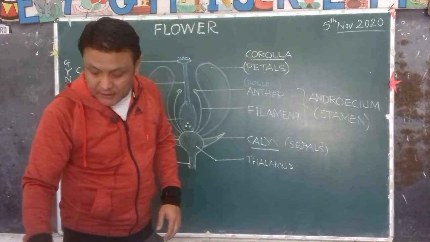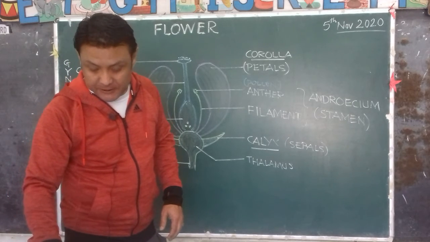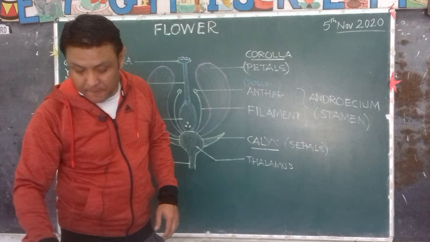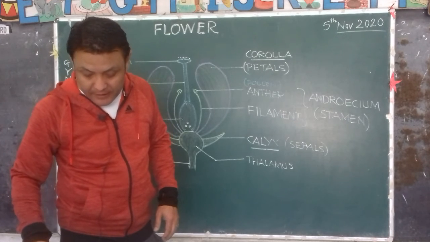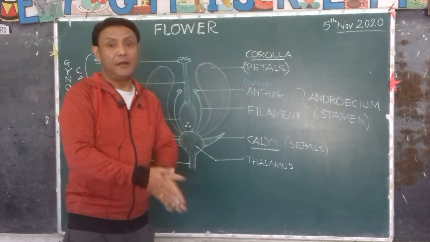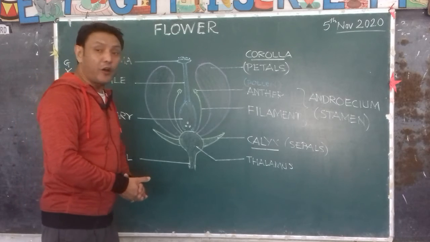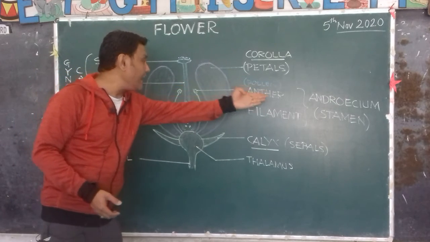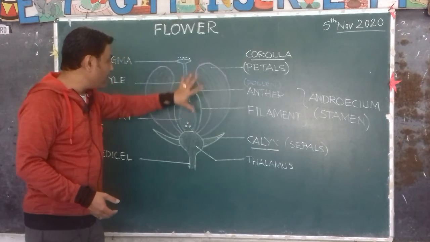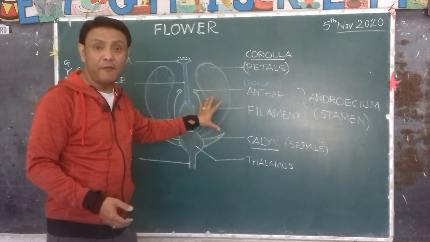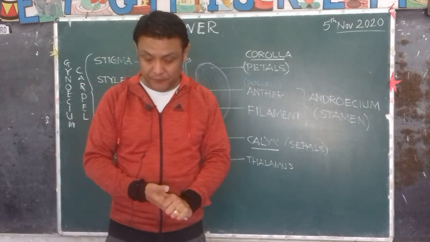Now, we come to another term as far as a flower is concerned. We come to complete flower, and another term is incomplete flower. Now, what is a complete flower? A flower, as you can see in the diagram here, that contains all the four floral whorls: the calyx, the corolla, the endoecium, and the gynoecium. All the four floral whorls are present in a flower. This type of flower is called a complete flower. Okay.